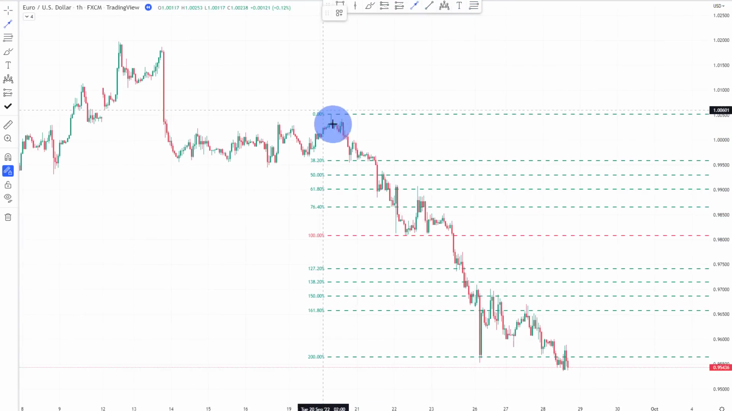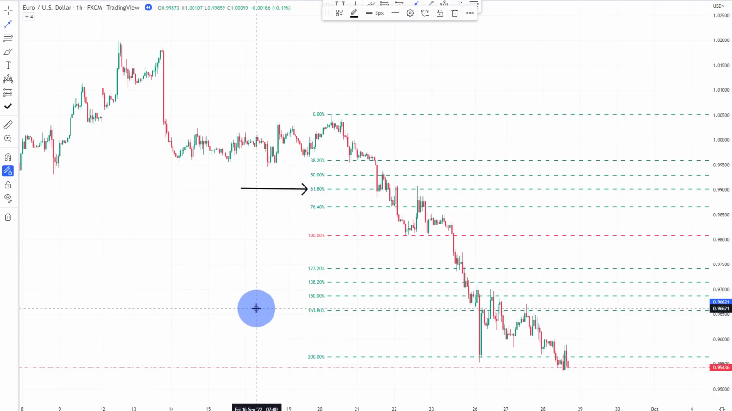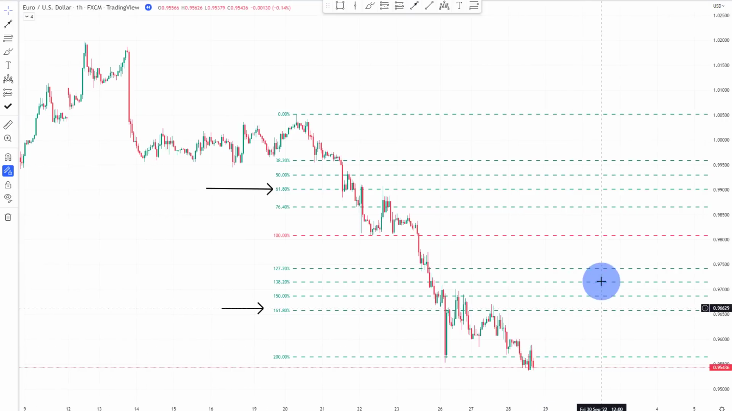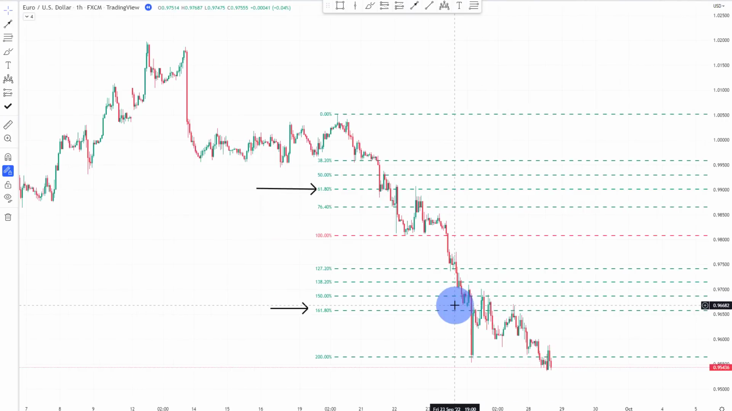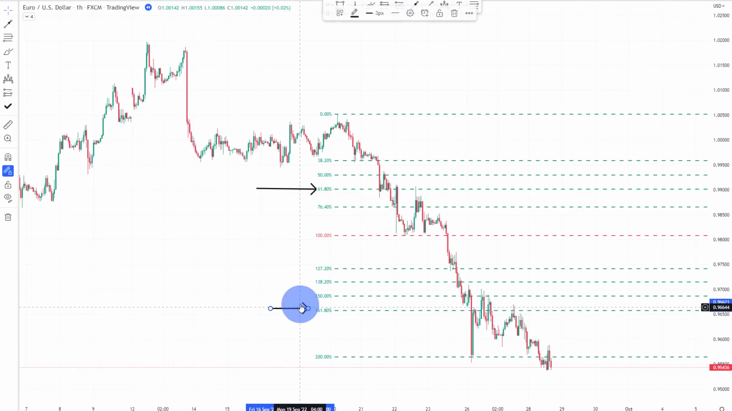Can see we have A, B, C. We move to 161. Then we go to 161. Again, we overshoot it a little bit. We trade sideways afterwards. We know that we have turned around afterwards. We have looked at it, but very, very important pattern.